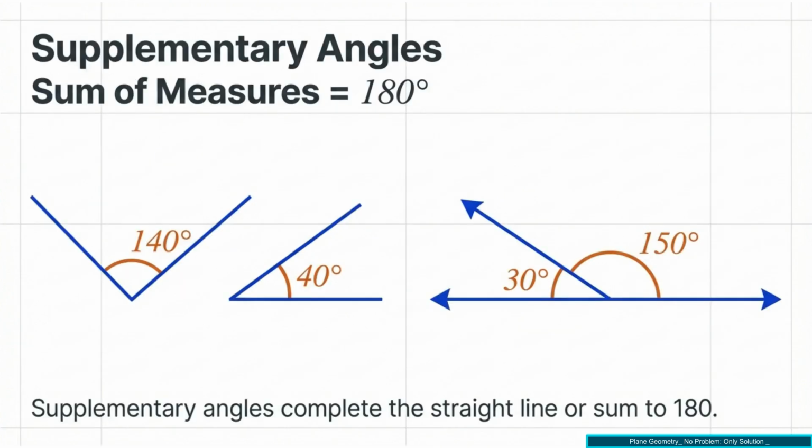Supplementary angles are two angles whose measures sum to 180 degrees. Supplementary angles either complete a straight line or their measures add up to 180.